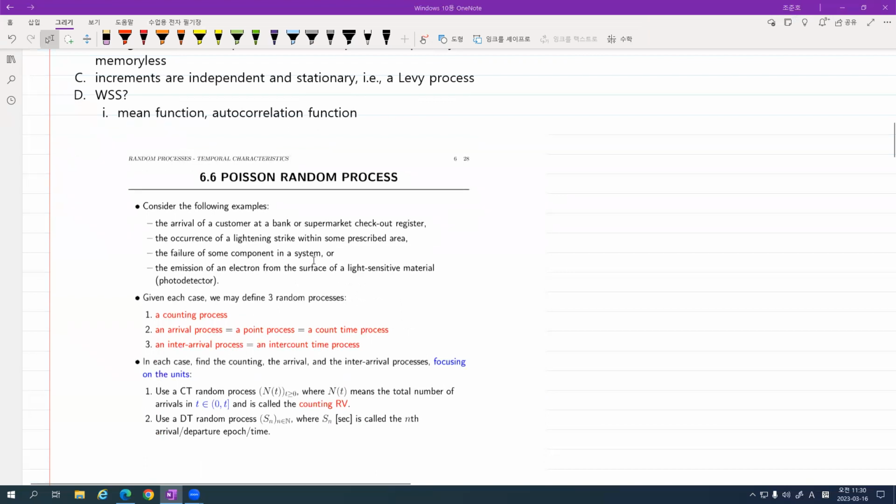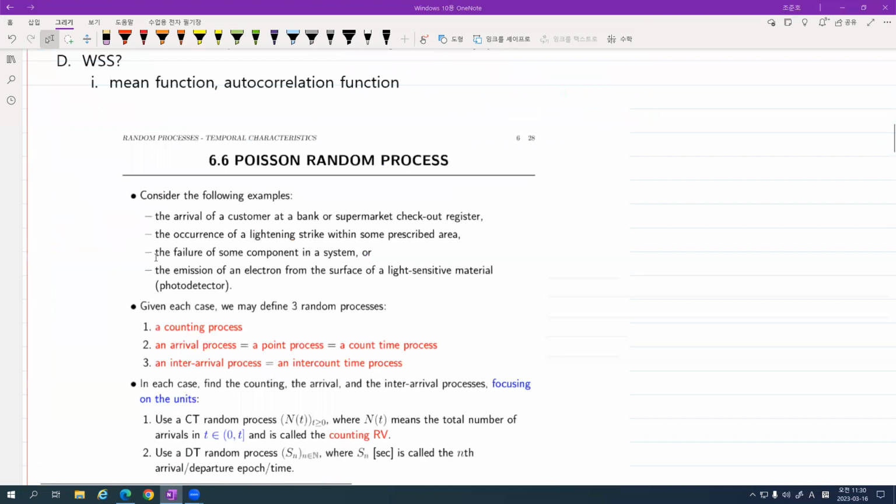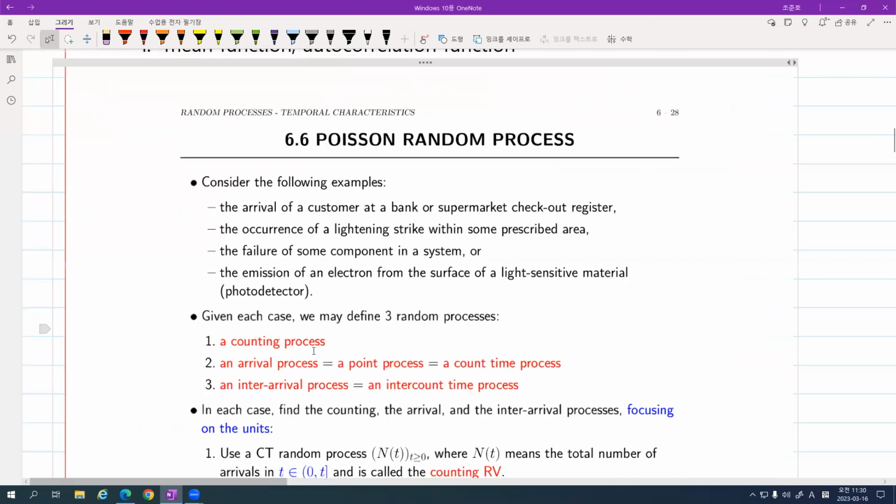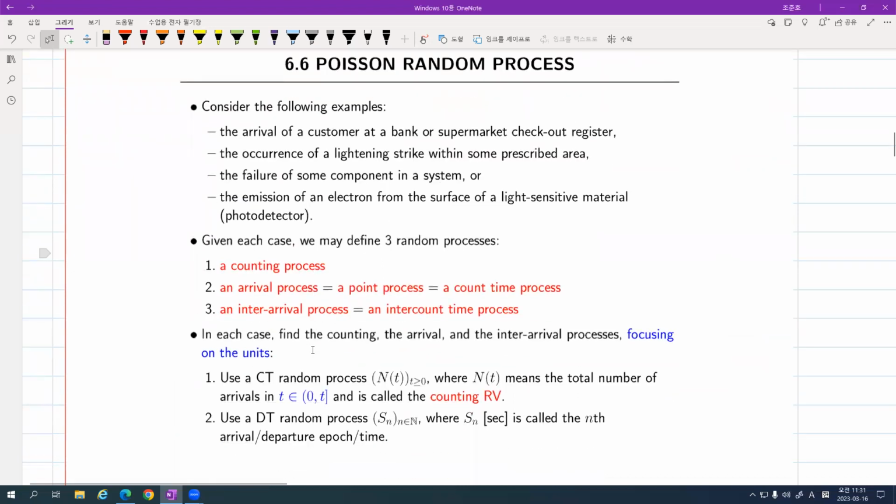So here goes the revised handout for section 6.6 of the Peebles textbook. So let's consider the examples. First, you are a teller in a bank, or you are a cashier in a supermarket, and customers arrive at your queue. Got it? And you record on a continuous time axis the time instance of your customers' arrival.